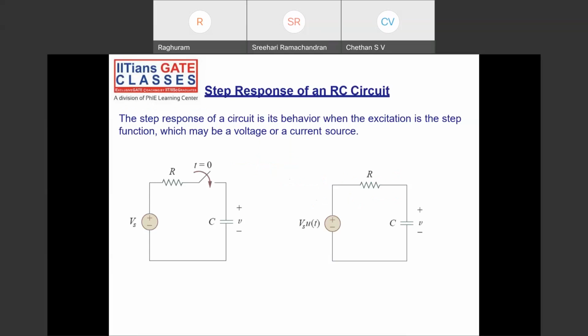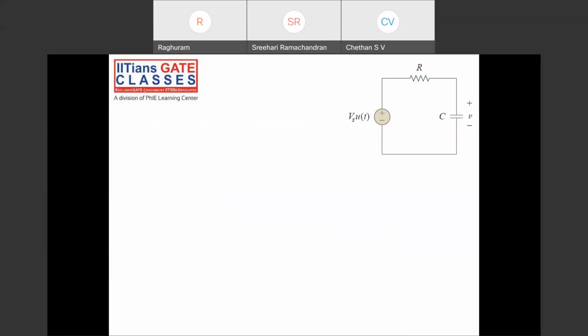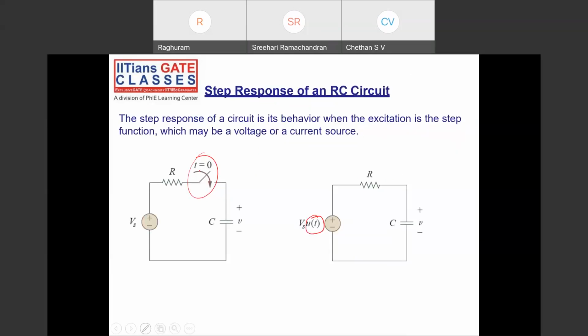Step response of an RC circuit is something like this. This switching action can be replaced with u of t. What does this mean? At t equal to 0 plus, the switch is closed. That means this voltage source is added to the circuit. At t equal to 0 minus, the switch is open, the voltage source is 0. That can be achieved by adding a unit step function here. I replace the switch with u of t.